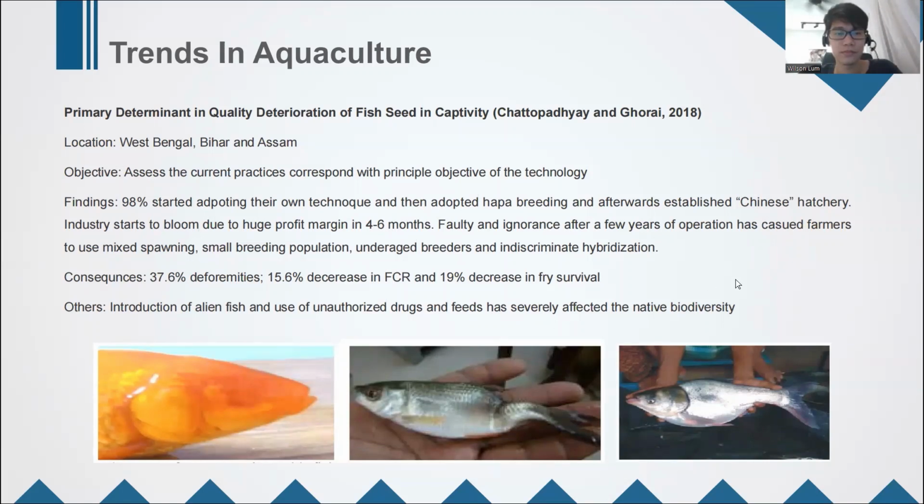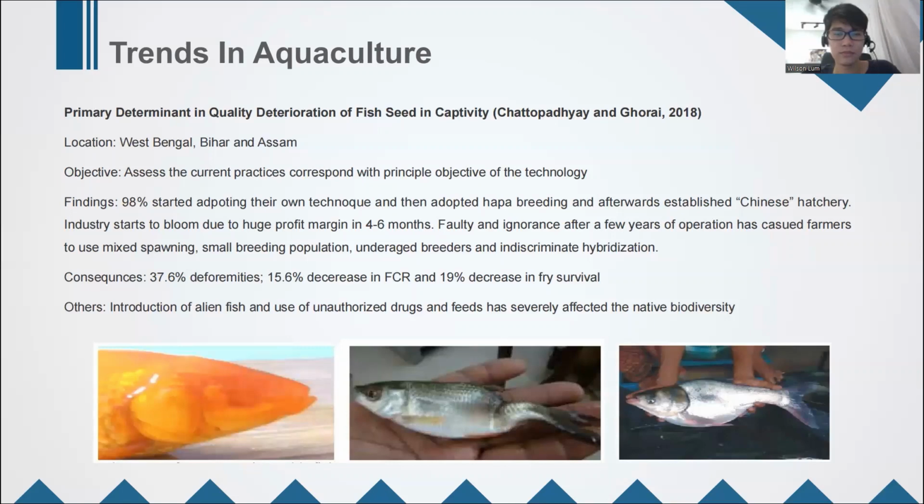So the finding is that at most 98% of them started with their own technique, and then due to improvement of the technology, they adopted first the Hapa breeding, after that the Chinese-style hatchery. Then many people learned that doing hatchery has a huge profit margin, where in 4 to 6 months they can get quite a lot of money. Many people started to go into this industry, this hatchery production.